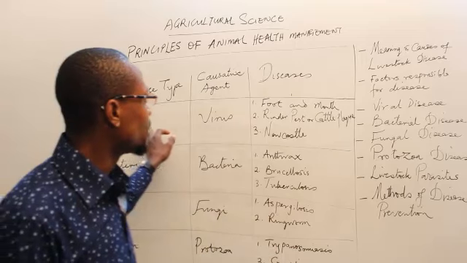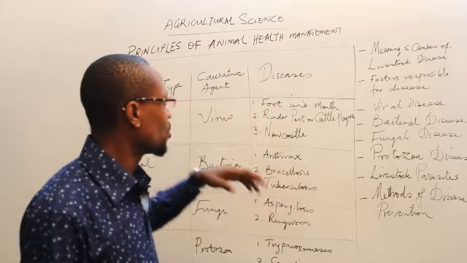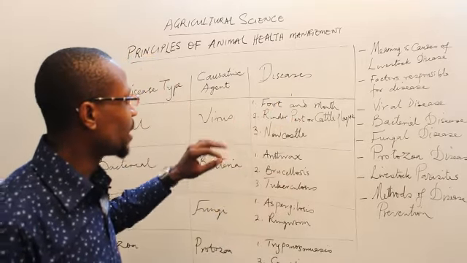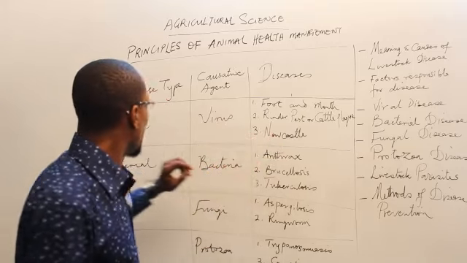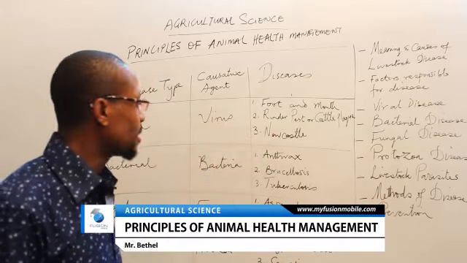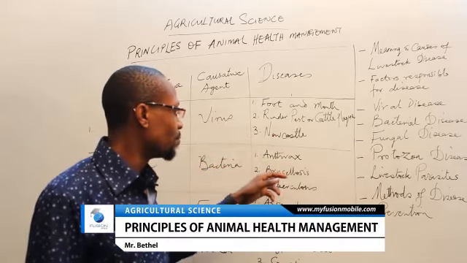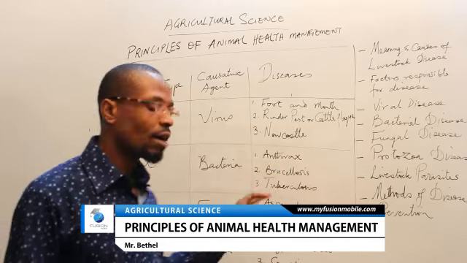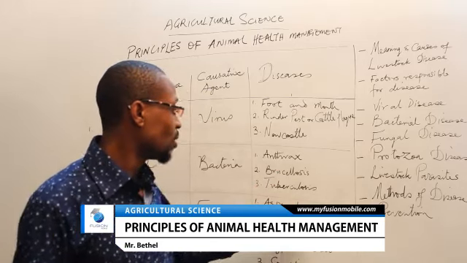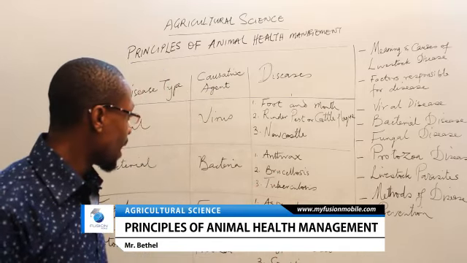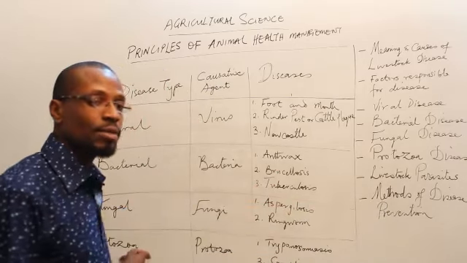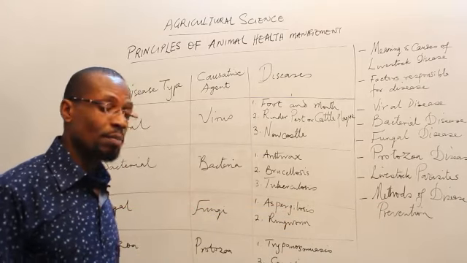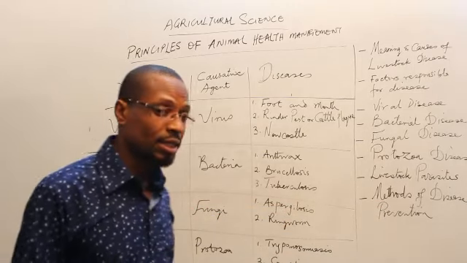These are the various diseases under the major subheadings. For viral diseases, you have foot and mouth disease, rinderpest or cattle plague, and Newcastle. For bacterial diseases, you have anthrax, brucellosis, and tuberculosis. For fungal diseases, you have aspergillosis and ringworm. And the last, protozoa diseases, you have trypanosomiasis and coccidiosis.